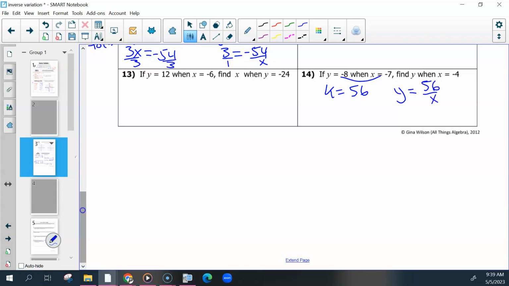So the regular equation without anything else would just be k over x, and then we're trying to find y, so we would put in the negative 4, which would give us what for y? Negative 14. Questions on how we find the missing value for inverse?